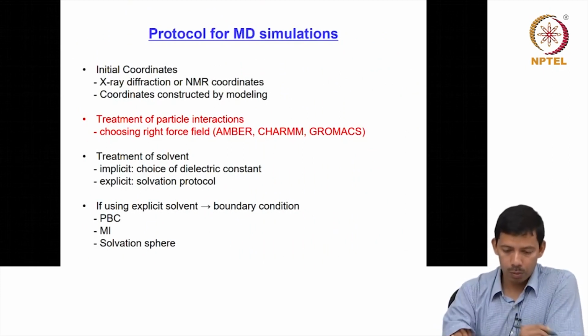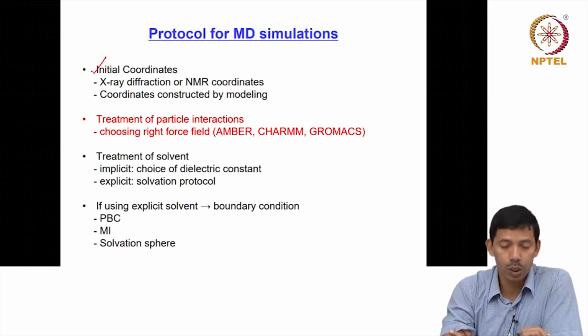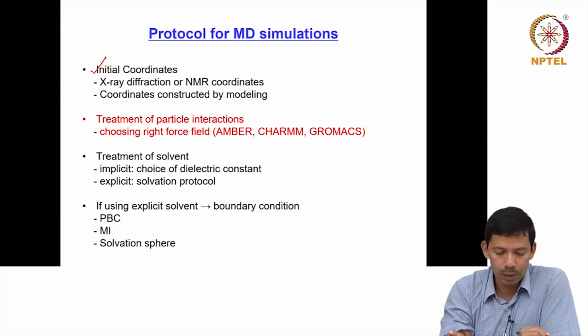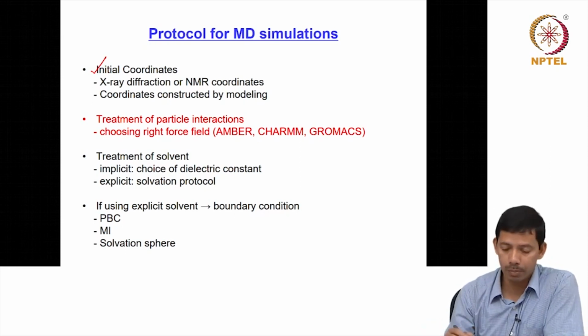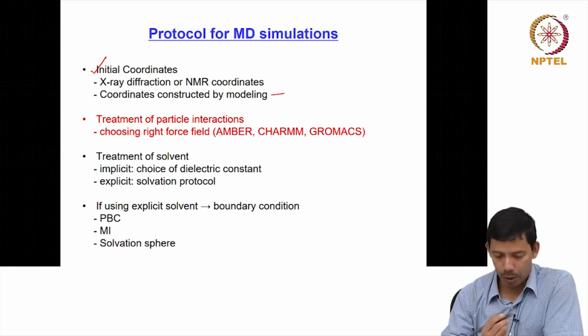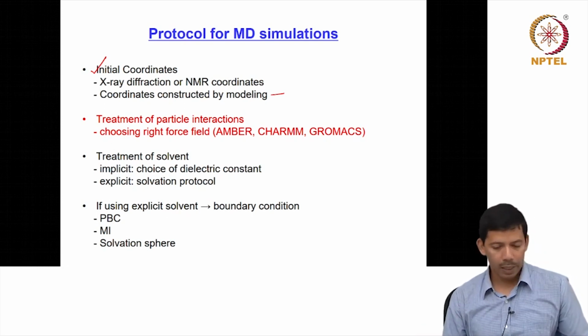Okay, so in the protocol for MD simulation, the first step was initial coordinates. You had to start from a set of initial coordinates, and that you can get either from PDB, Protein Data Bank, or if it is not available in PDB, you can make a crude set of coordinates by modeling it. The second step is a very important step, called treatment of particle interactions, and for that we need to go back to our discussion yesterday.